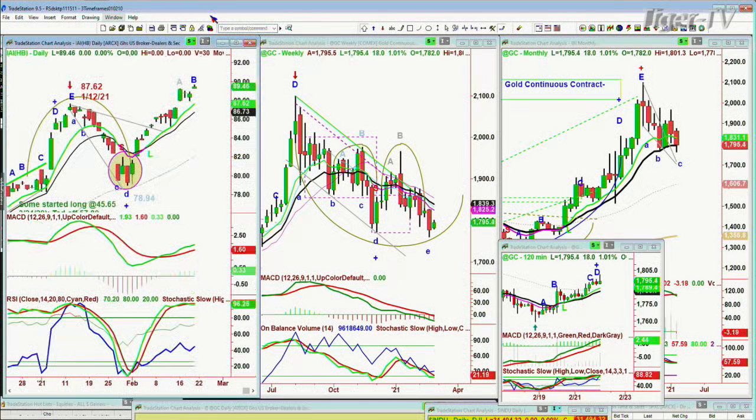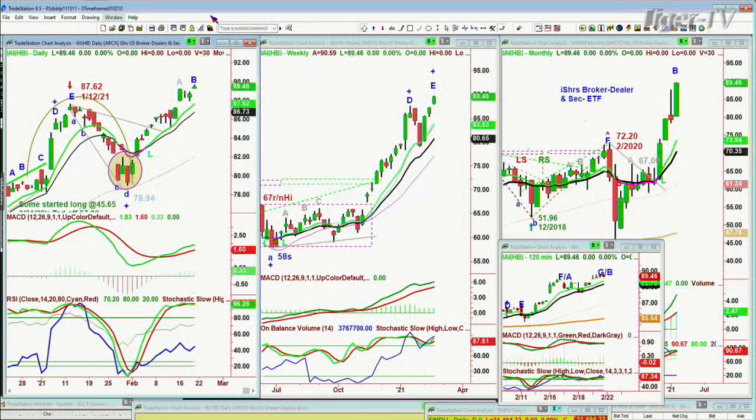This is the IAI, the iShares Broker-Dealer and Securities ETF, trading at 89. It's probably going to be pulling back. Here's another reason why I'm not sure. I could call this an alternate count, G/B. It's held really well. So how it comes out this week, if it starts to close under 86, that's going to be a problem. And if it closes any day, can touch 90, that's going to be a good sign.